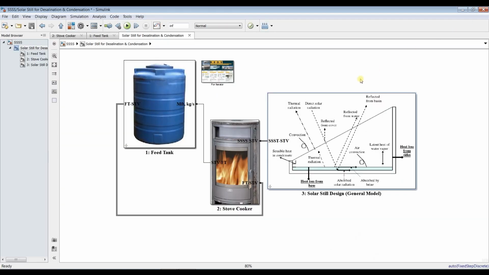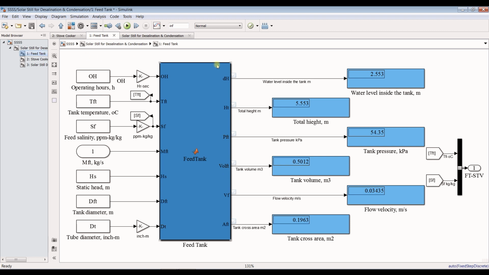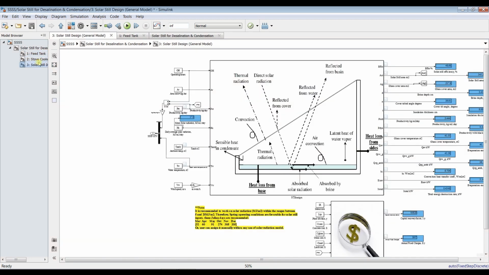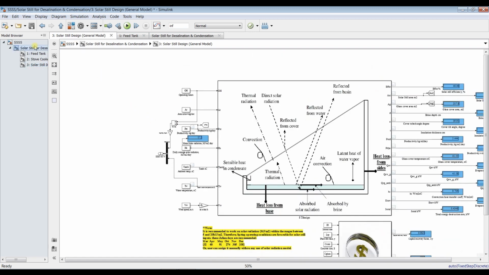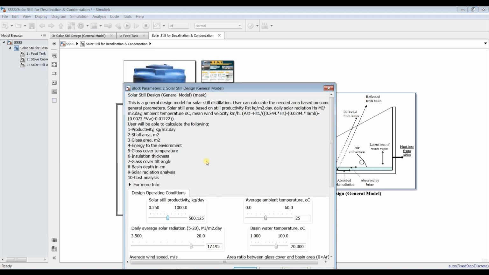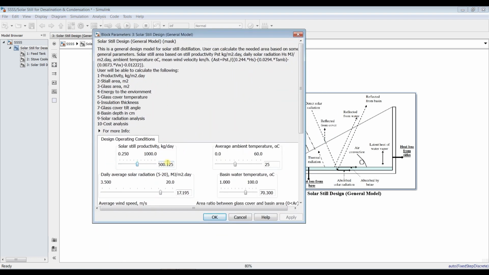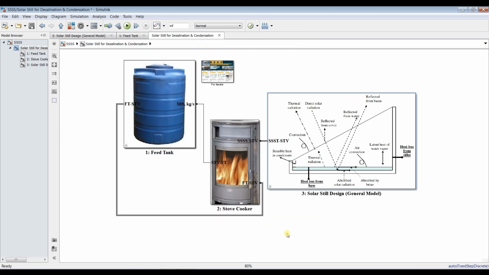Okay, so we have here a single slope solar still, so you can control and manage based on your operating hours and your operating conditions. What is your favorite design? What is your total system productivity? So you can control what you would like, and we can manage your results.